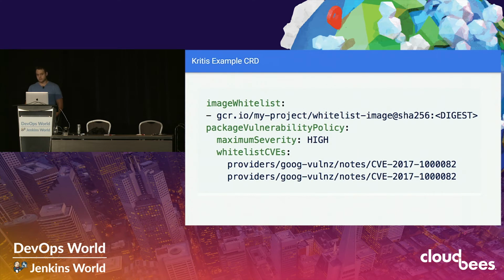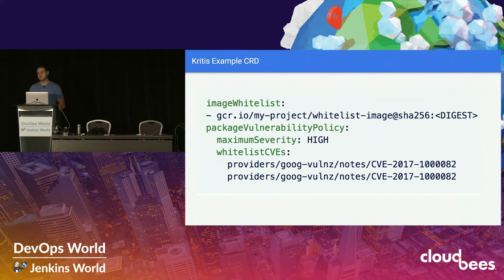This is what the Kritis CRD looks like. It supports a couple different policies. At the top, we've got a basic whitelist for images. If you have some images that you know are going to be out of policy for some reason, but you don't care about them, you add those here. And then there are a couple different types of policies below. One of these, the one I have outlined here, is package vulnerability policy. So this is basically saying, don't allow me to run anything in my cluster that has vulnerabilities that are at or above the high threshold.